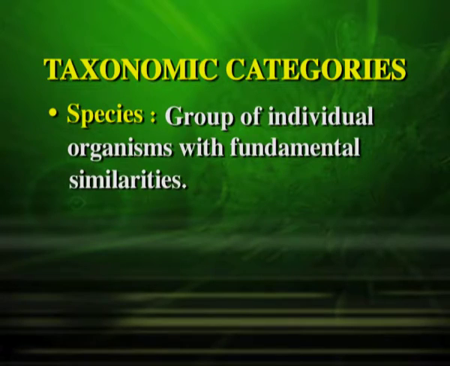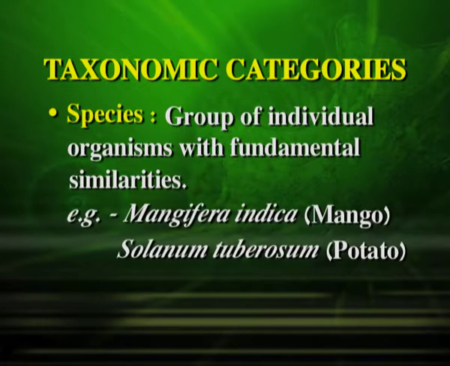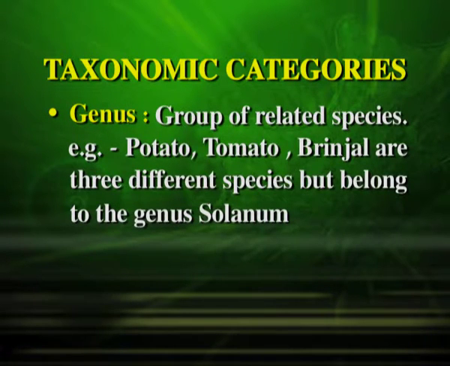The taxonomic categories: species is a group of individual organisms with fundamental similarities. For example, Mangifera indica for mango, Solanum tuberosum for potato. Here, indica is the species, tuberosum is the species. Genus is a group of related species. Example, potato, tomato, brinjal are three different species, but they belong to the genus Solanum.